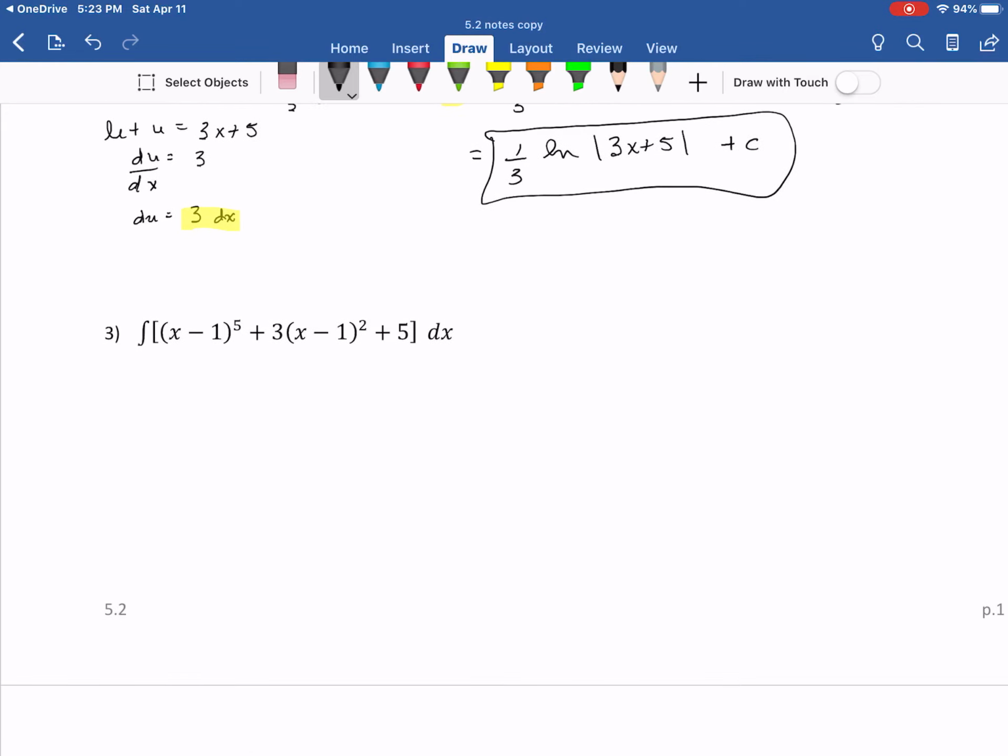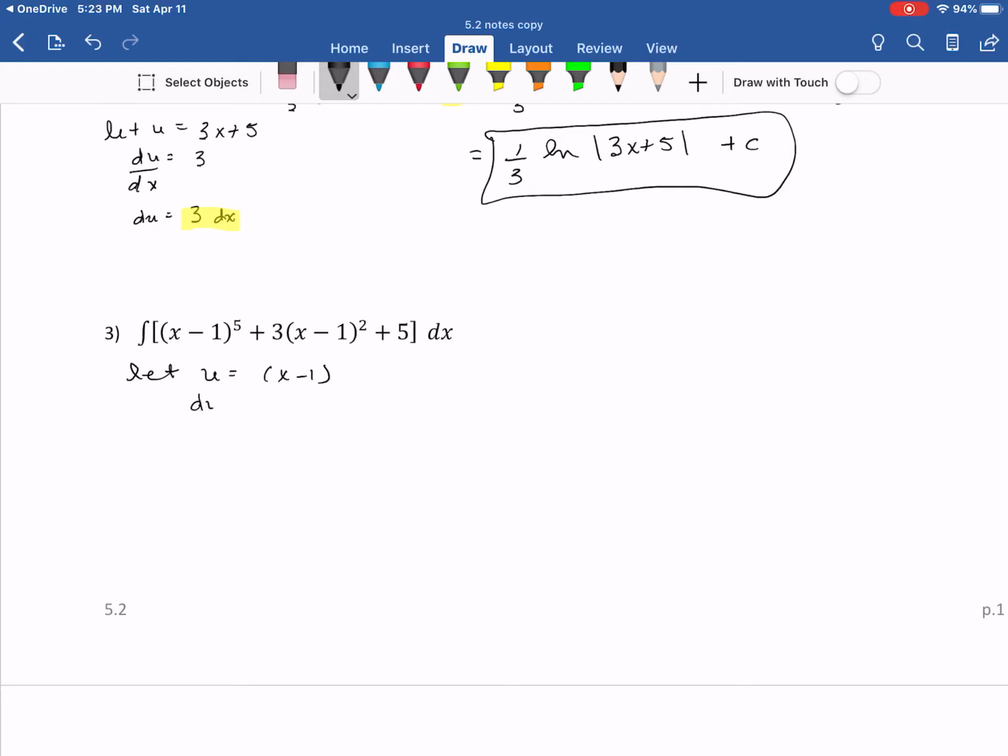Next one. All right, so at first glance you might say, well, I need to expand this out, don't I? I need to take x minus 1 to the 5th power, multiply it by itself 5 times. Well, that's kind of a lot of work. Yes, that would work, but it's a lot of work. So we're going to use u substitution instead to take this integral. Let's let u equal the quantity x minus 1.